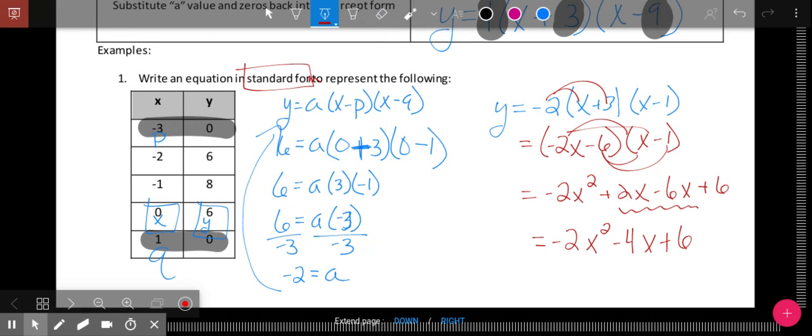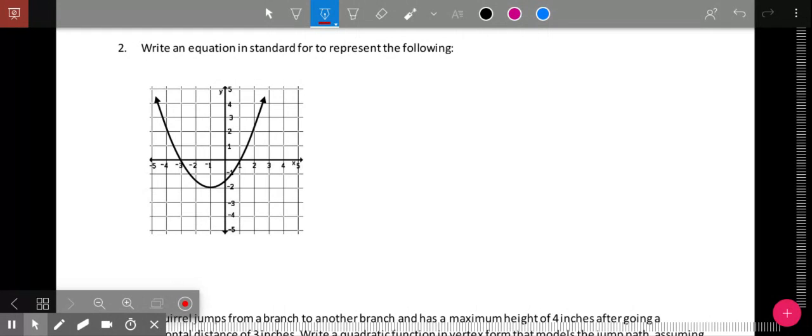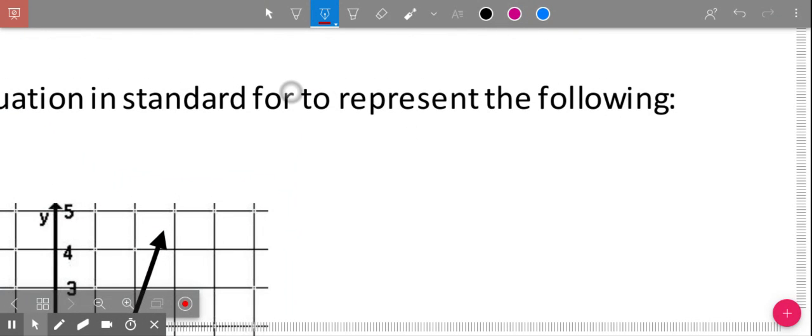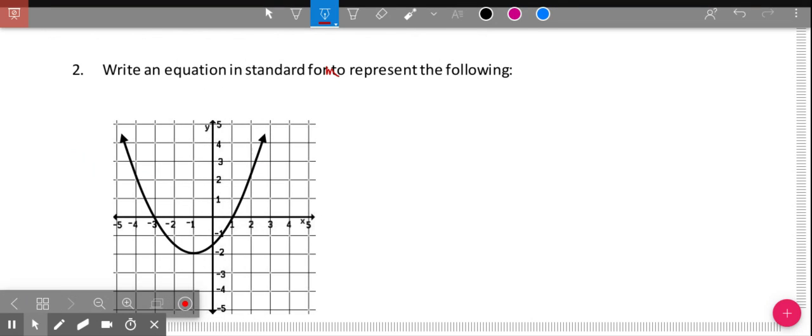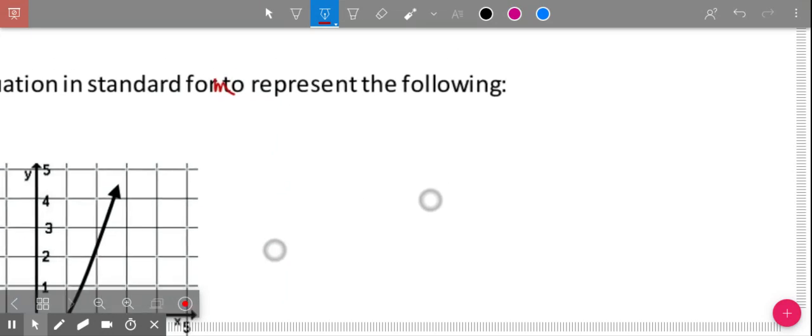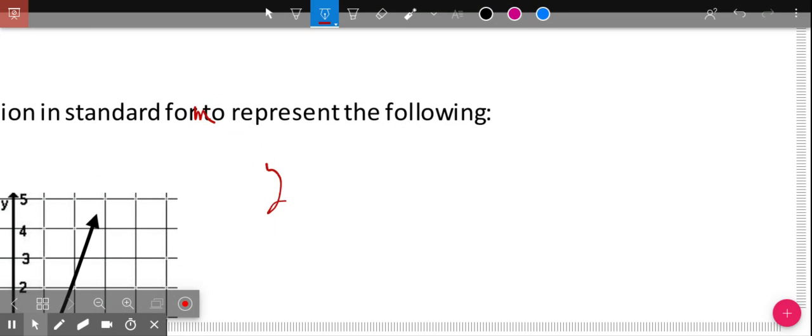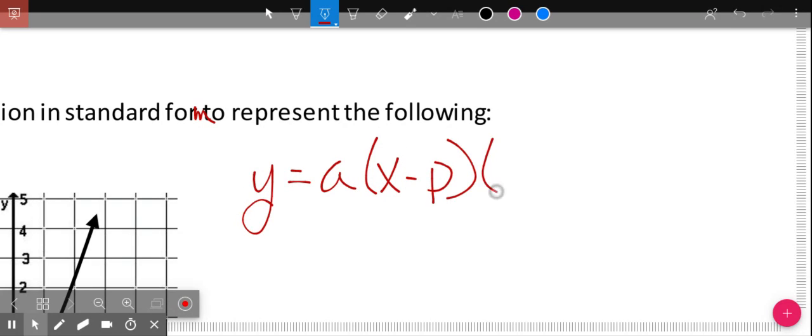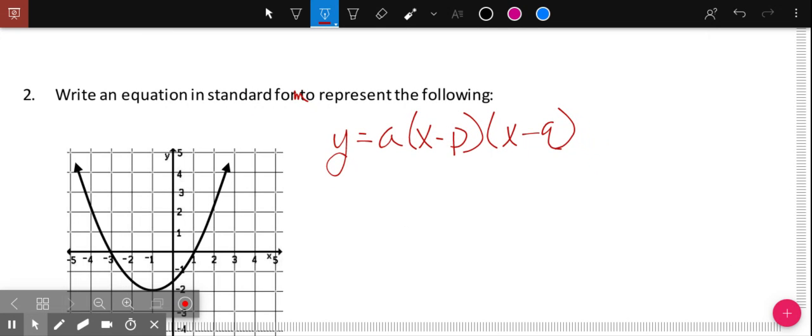All right, go ahead and flip to the next page. So on this page, we're starting with a wonderful graph. And this one also asks for standard form because I'm just wonderful like that and I want you to write it in standard form. Okay, so we are still working with this P and the Q, and we're still going to be starting with our intercept form, which is y equals a times x minus P times x minus Q. Okay, so we're going to plug everything in.